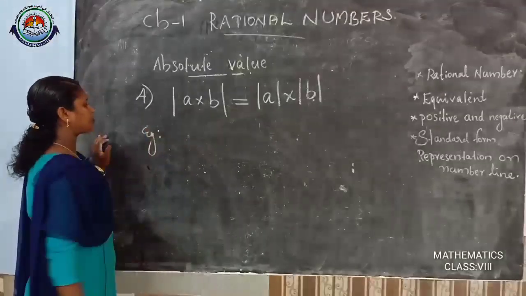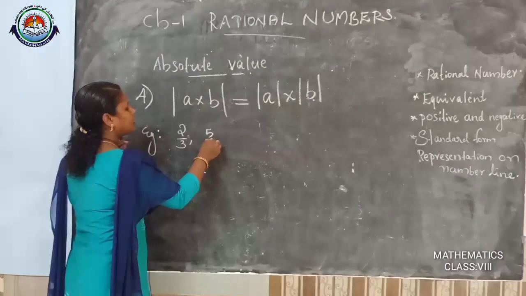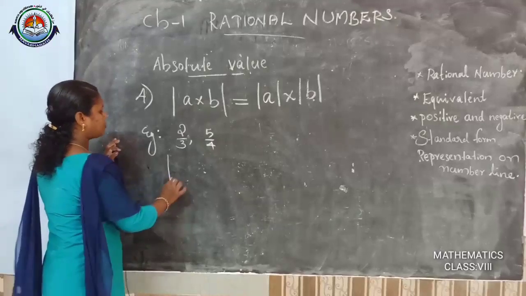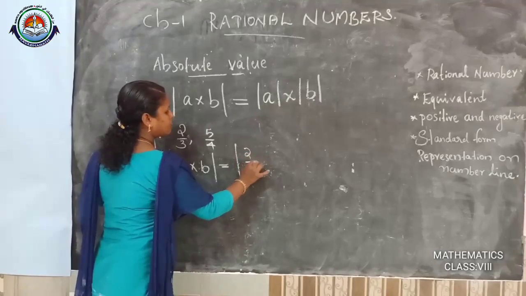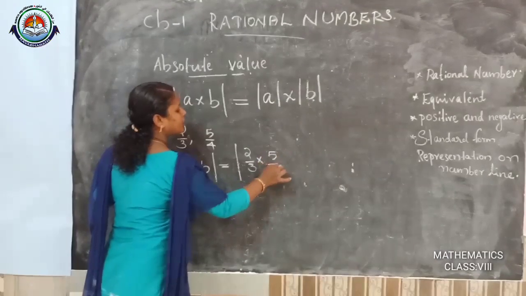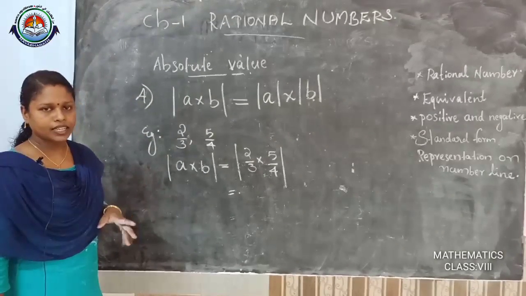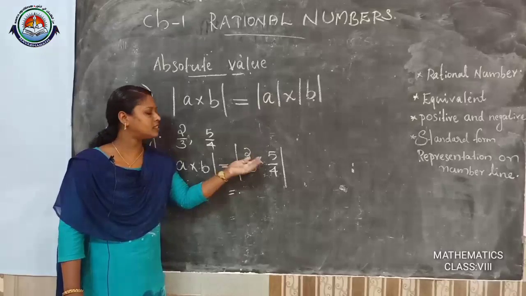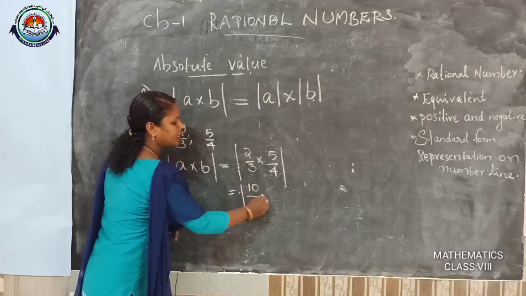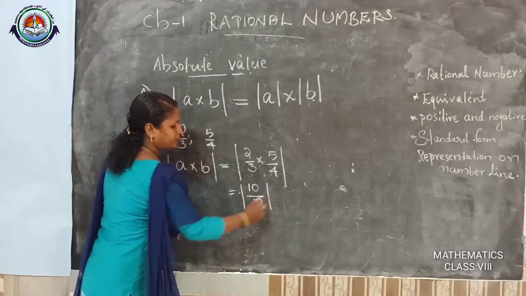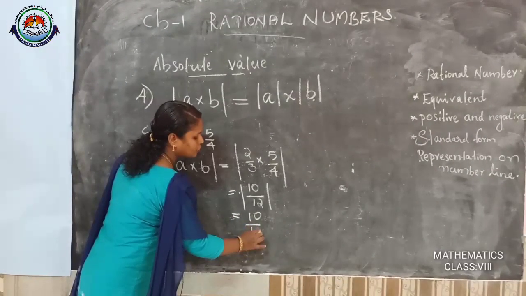For example, 2 by 3 and 5 by 4. Then absolute value of a into b equal to 2 by 3 into 5 by 4. Multiplication of fractions we already studied. We will multiply the numerators and denominators directly. 2 into 5, 10, 3 into 4, 12. Absolute value of 10 by 12, which is equal to 10 by 12.